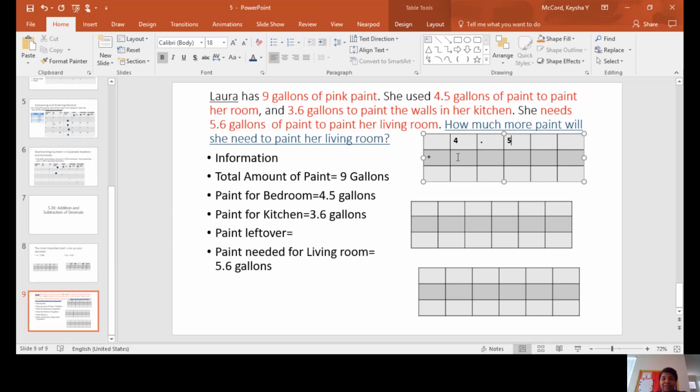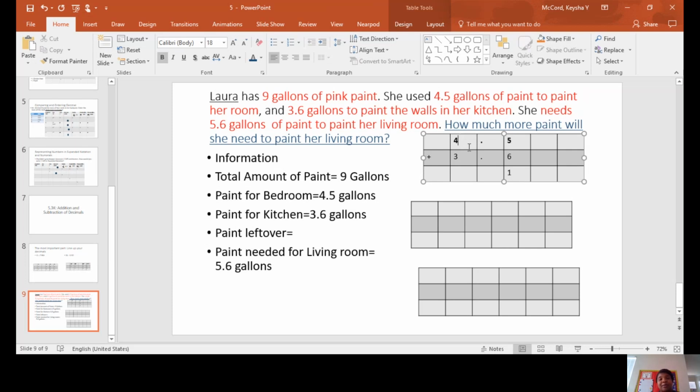4.5 plus 3.6. Remember, this is the amount of paint she used in her bedroom and the amount of paint she used in her kitchen. I want to know how much paint she's used so far. So 5 plus 6 is going to be 11. I leave my 1 and carry 1 up.